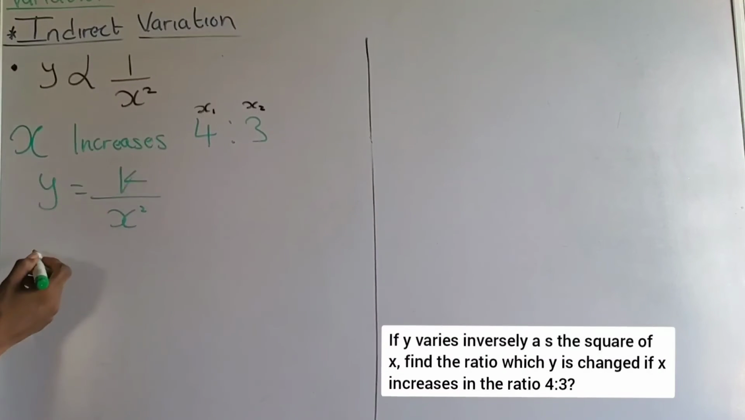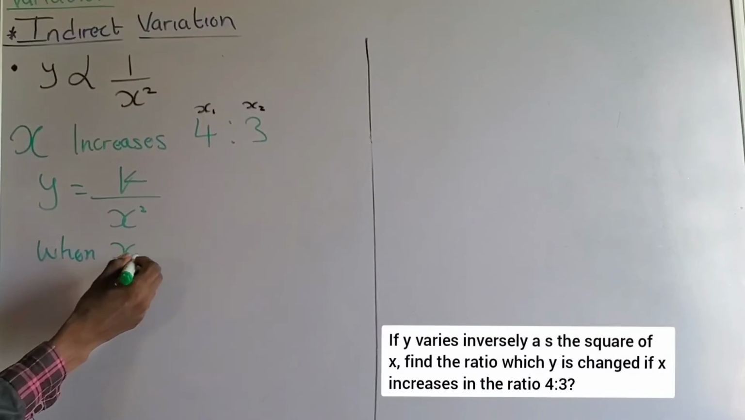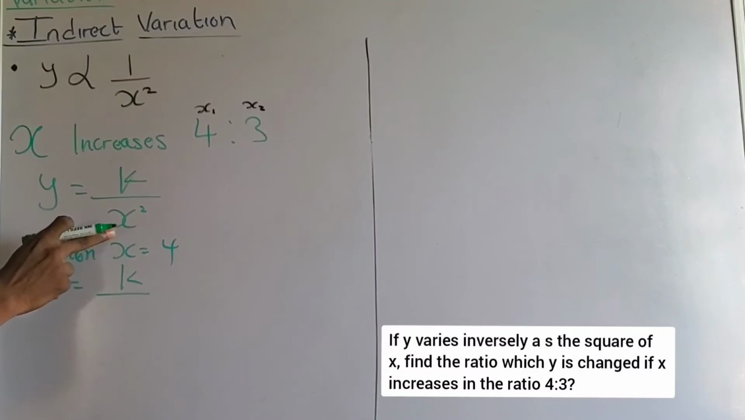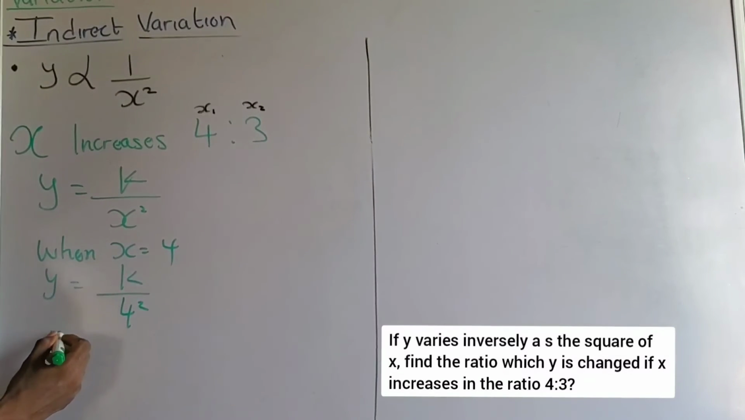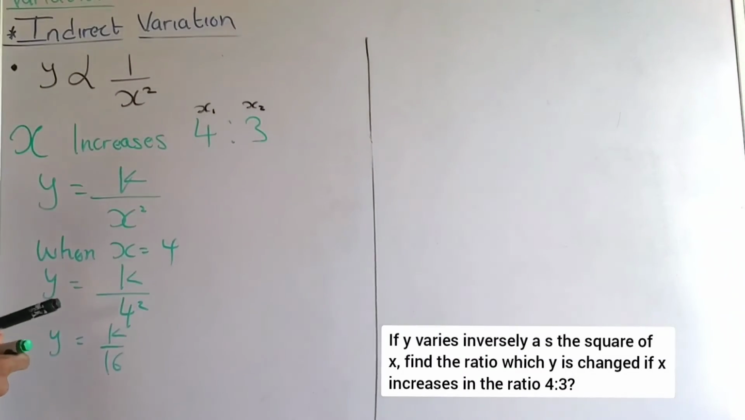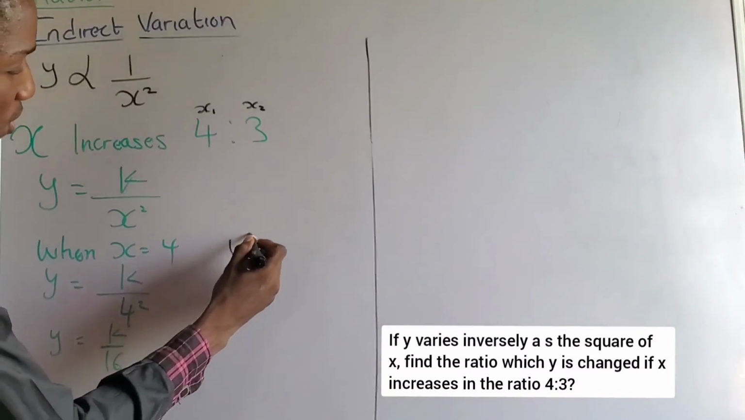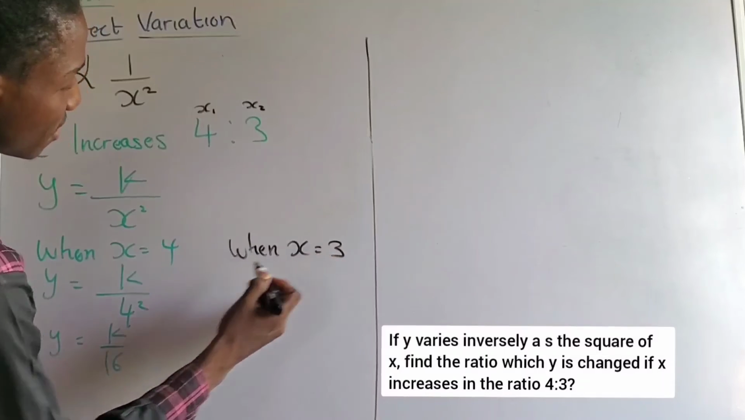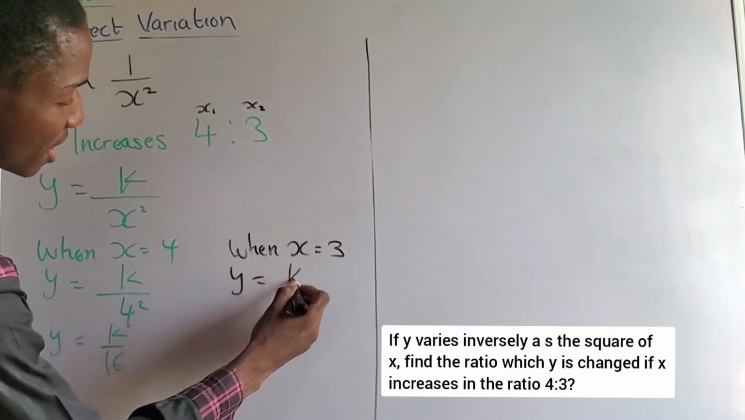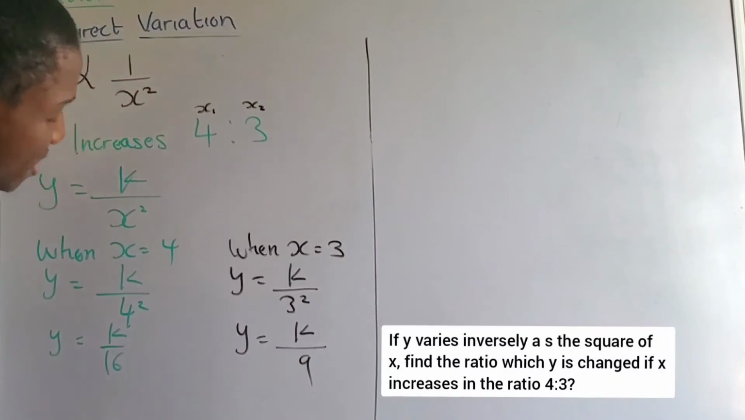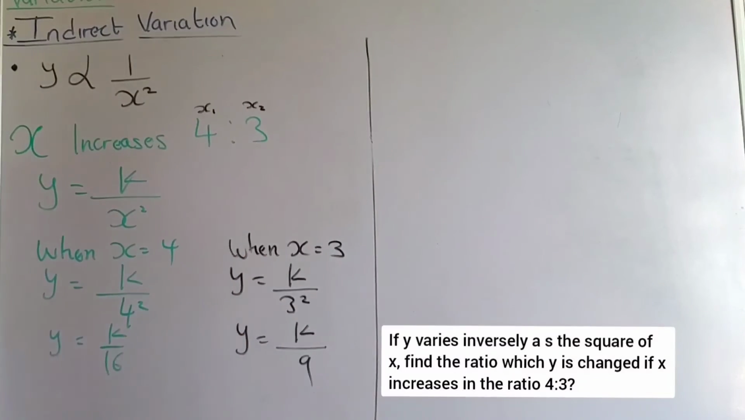The value of y when x equals 4: y equals k over, now we are going to replace x with 4, so don't forget, 4 squared. So y equals k over 16, right? Yes. Now let us determine the value of y when x is 3. When x is equal to 3, we are going to have y equals k over 3 squared, right? Yes. I'm going to have y equals k all over 9. Hence, the value of y when x is 3 is k over 9.